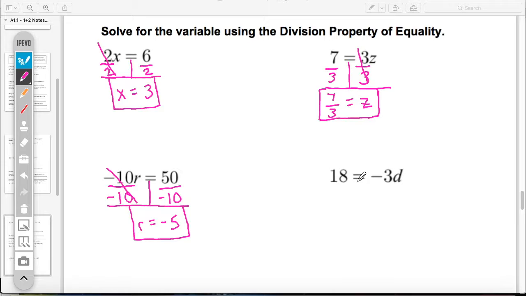Okay, last example here. Negative 3 times d equals 18. So I'll divide by negative 3 on both sides, those negative 3's will cancel. So I'm left with negative 6 on this side equals d. Okay.